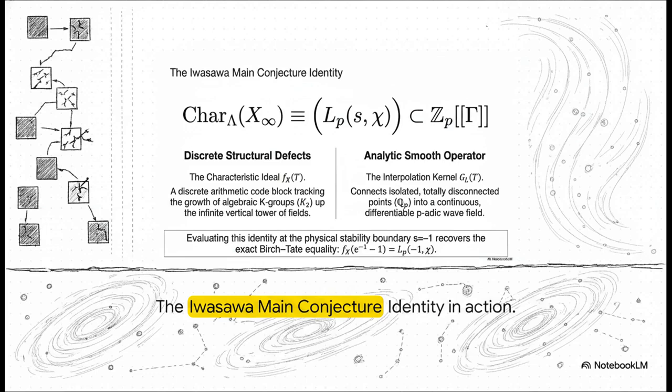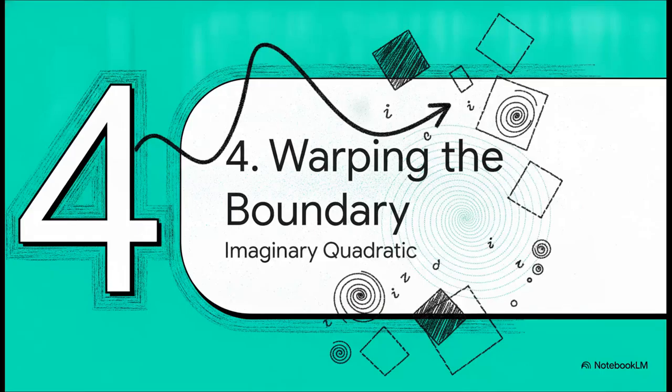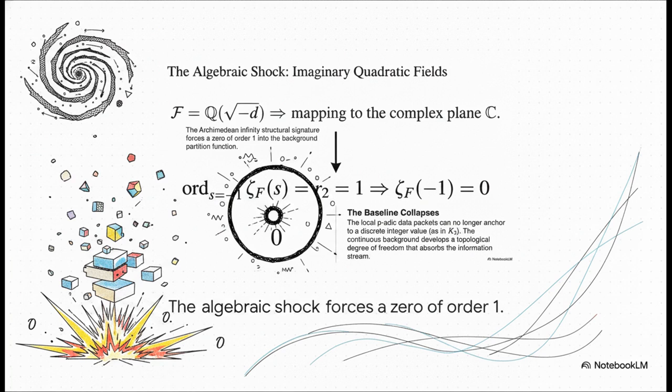It's like a giant puzzle coming together. Moving to part 4, warping the geometric boundary. Now we need to stress test our mathematical framework by throwing a wrench in the works, shifting from a flat, totally real field to an imaginary quadratic field.